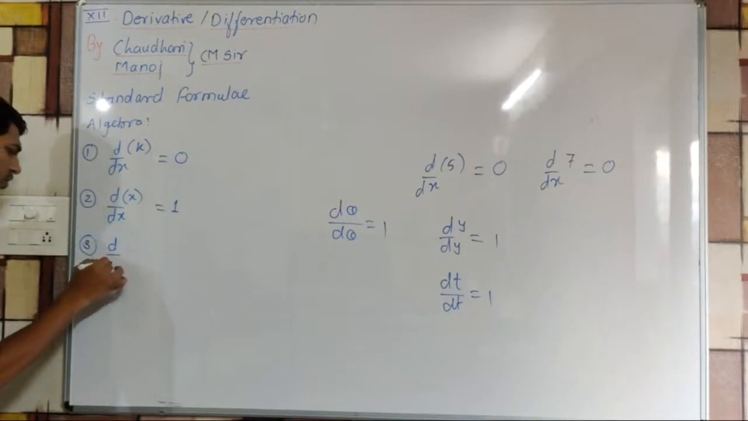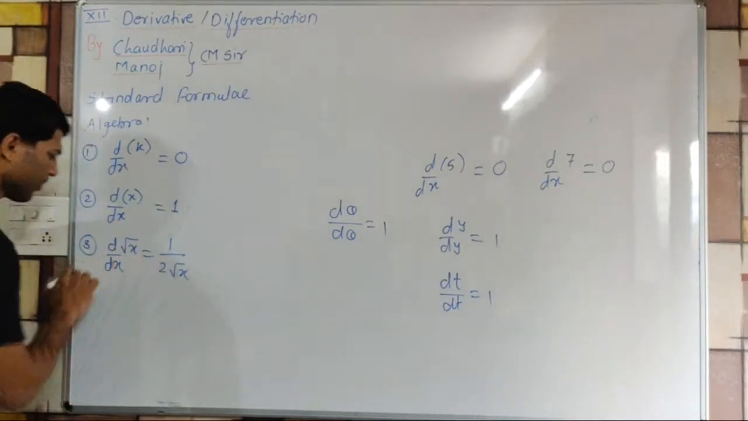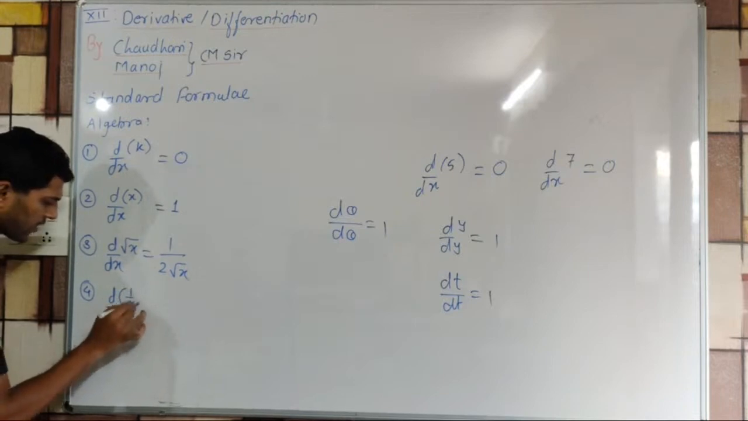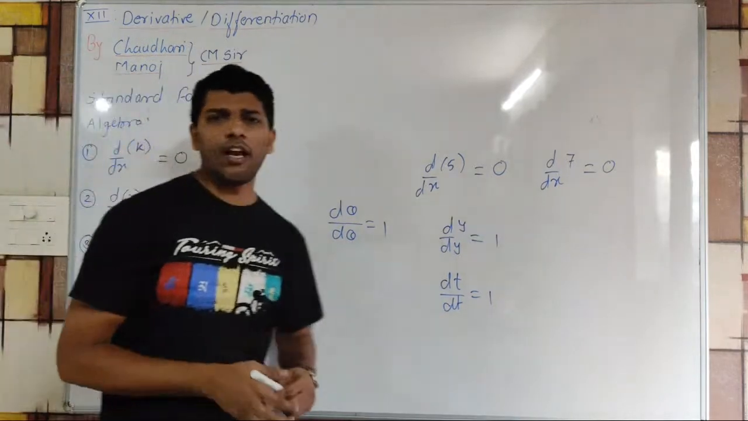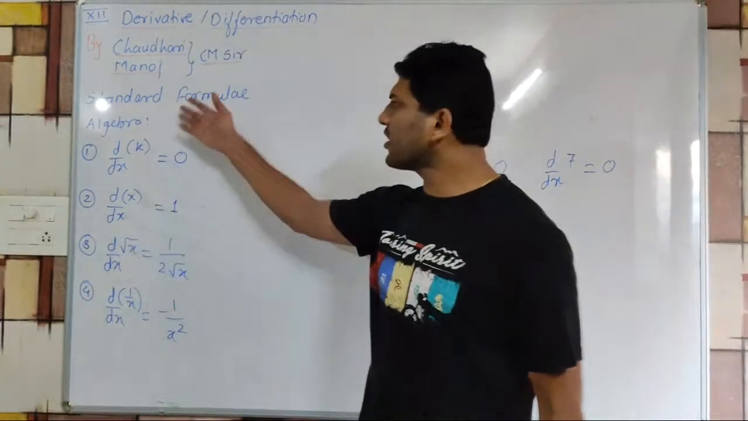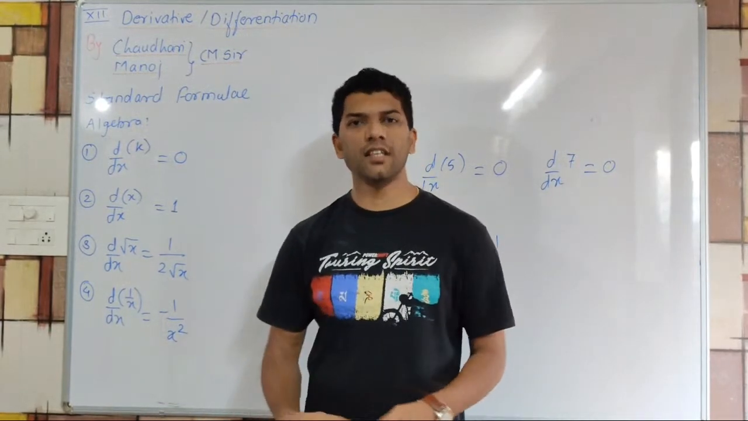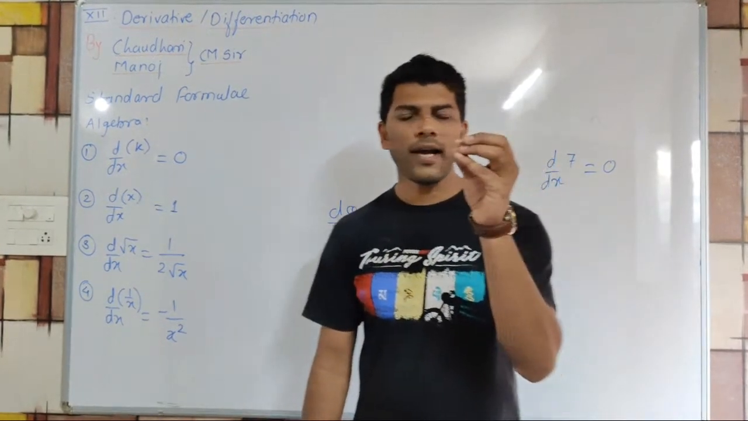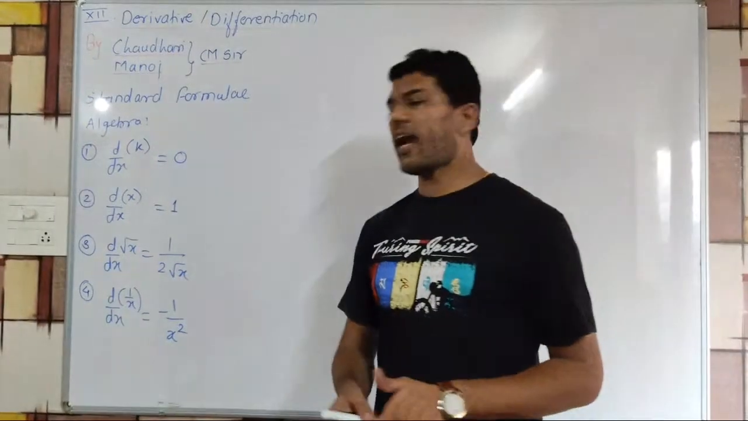The next one, if you remember, the derivative of root x was 1 upon 2 root x. Then the fourth formula was the derivative of 1 upon x, and it was minus 1 upon x square. And let me tell you again, we derived all the standard formulas of the derivative using first principle in the previous year, but there is no need to recall all that process. Just try to remember these standard results.